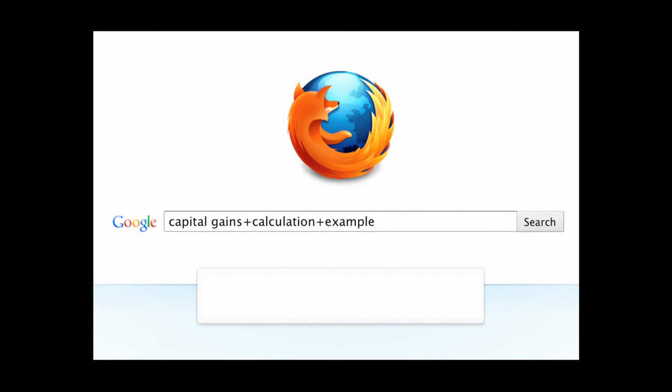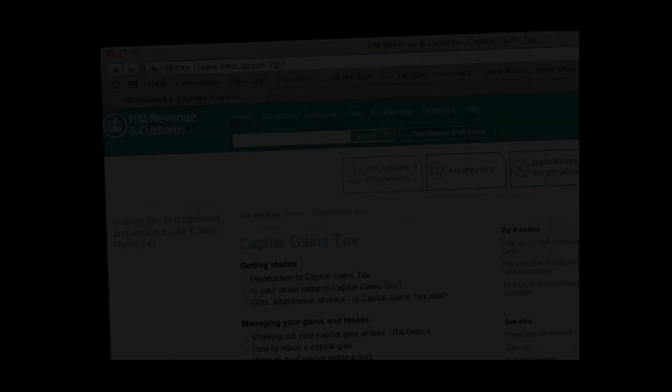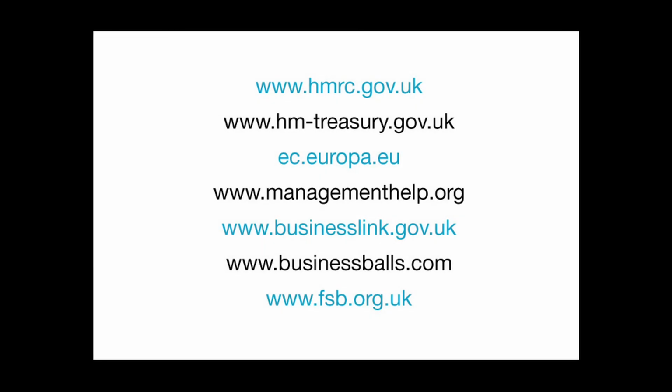For examples of capital gains calculations, search on Google using the phrase capital gains plus calculation plus example, and visit the relevant pages on the HMRC website, which is www.hmrc.gov.uk.